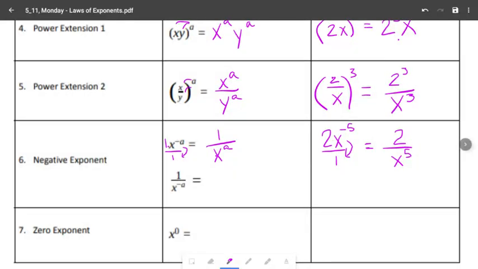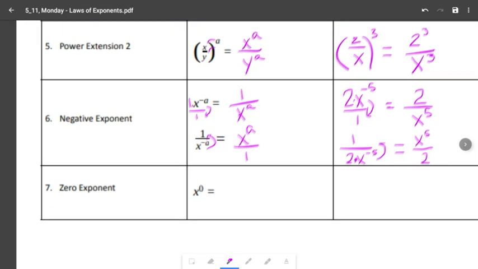Likewise, if the x is in the denominator with the negative, that one then switches to the top, the numerator, and the exponent turns positive. For example, if I had that 1 over 2x to the negative fifth, that x would switch to the top. The negative 5 turns positive, but the 2 stays on the bottom because the 2 and the x were being multiplied. Only the thing with the negative exponent switches to the other side of the fraction.